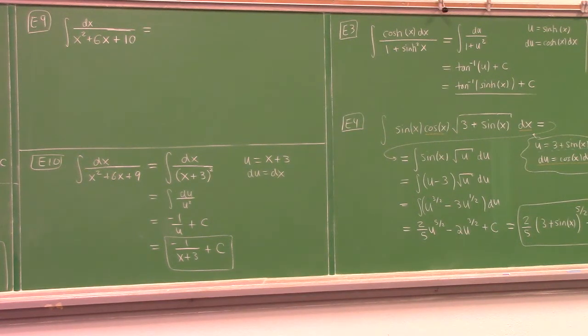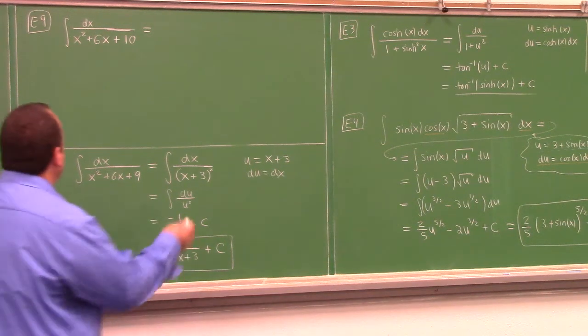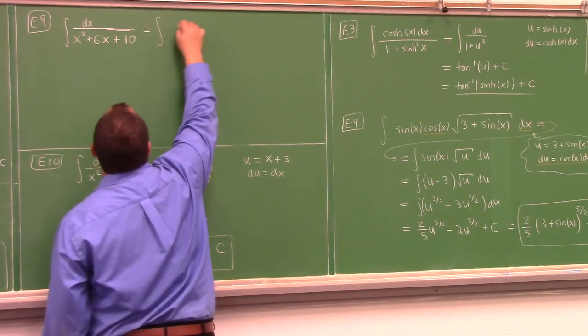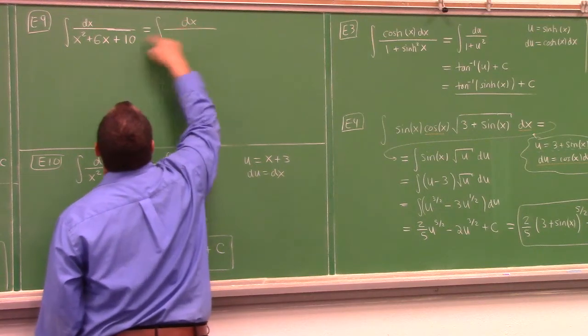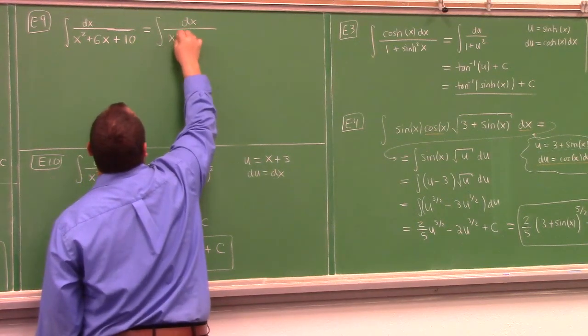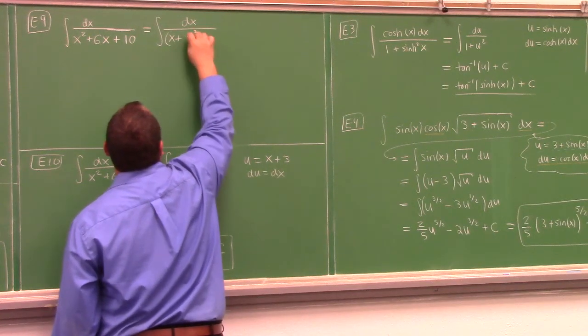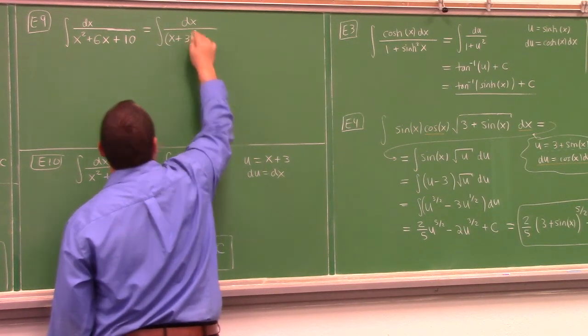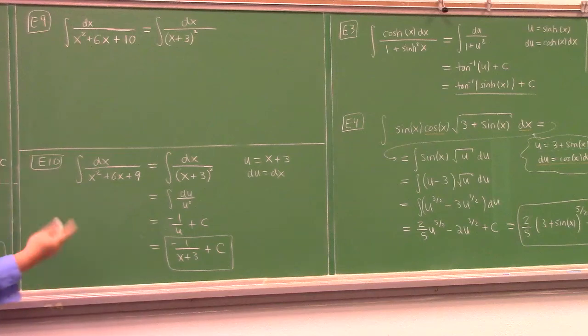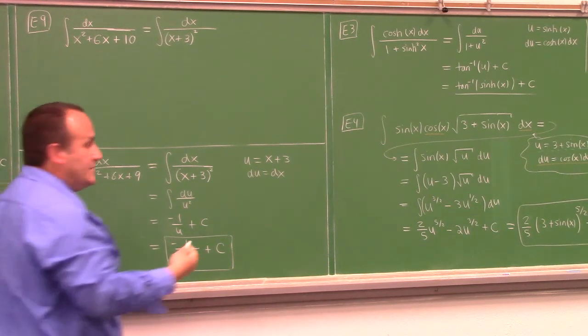And the reason is when we complete the square in example 9 in the denominator, it's not that nice. I mean, it's kind of related. So this completes the square to x plus 3 squared. Now, x plus 3 squared is what? It's this. So we have a 10 instead of a 9, so we still have to add 1.